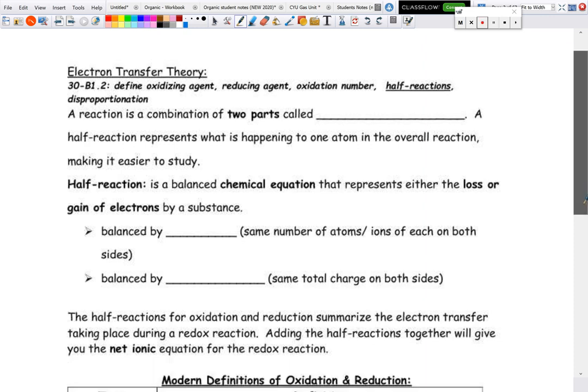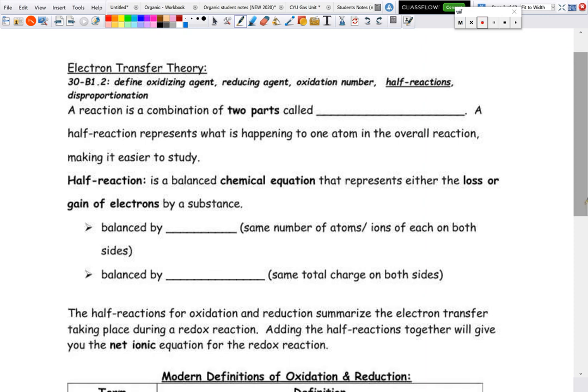So our theory for this unit is the electron transfer theory. What we have right here is that a reaction is going to be a combination of two parts. And these two parts are called half reactions. A half reaction represents what is happening to one atom in the overall reaction, and this makes it much easier to study. This is where we're actually going to see the electrons. We're going to see how the electron is being transferred to one atom at a time.